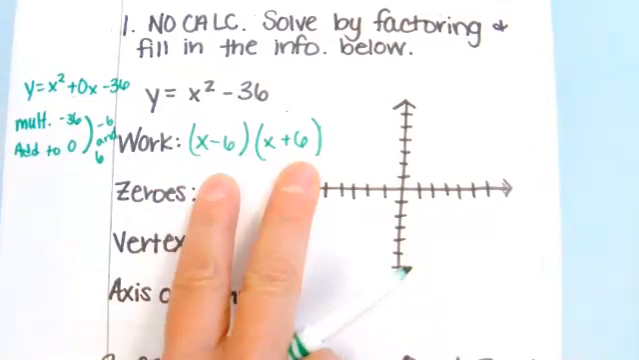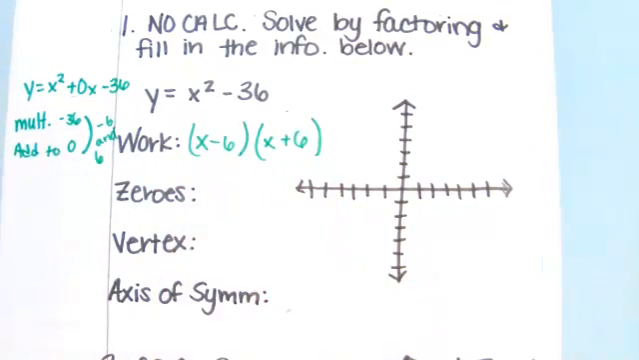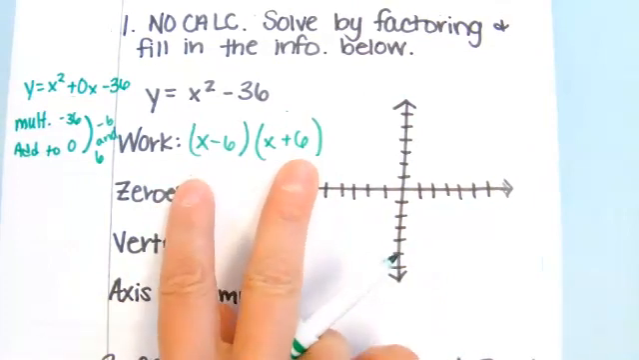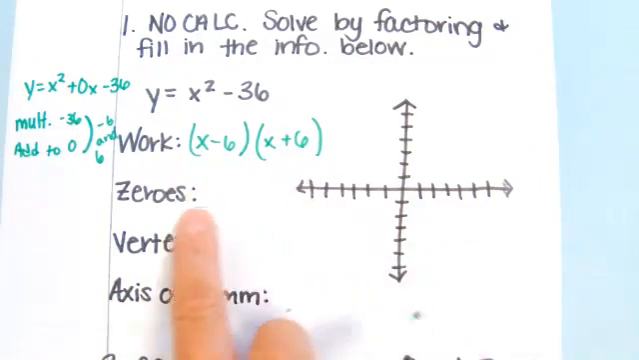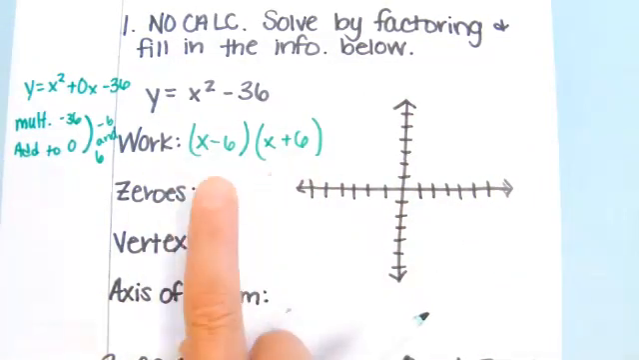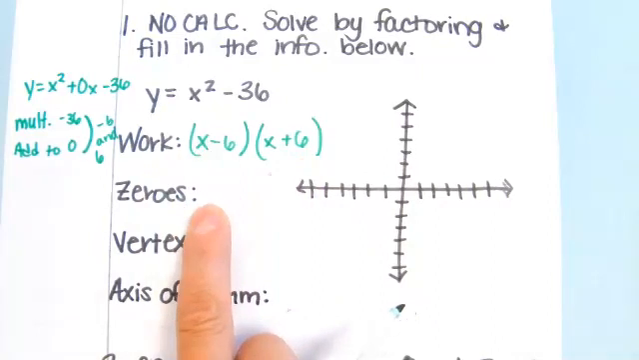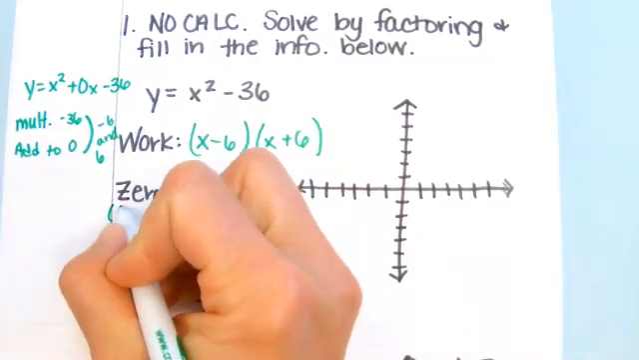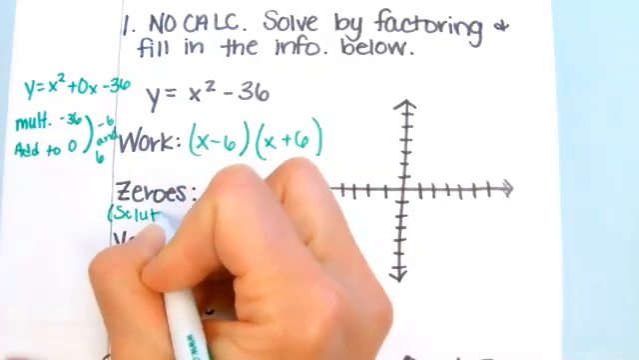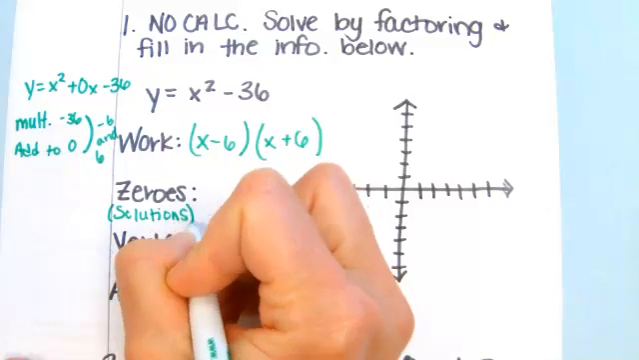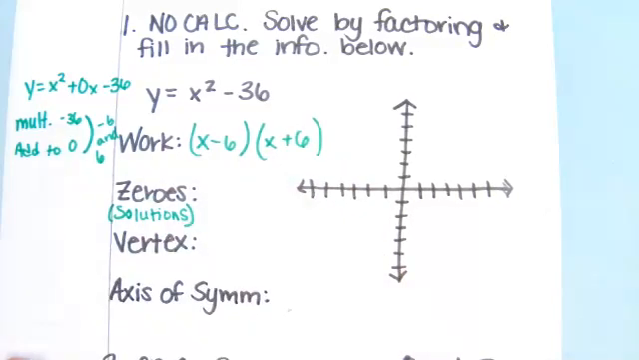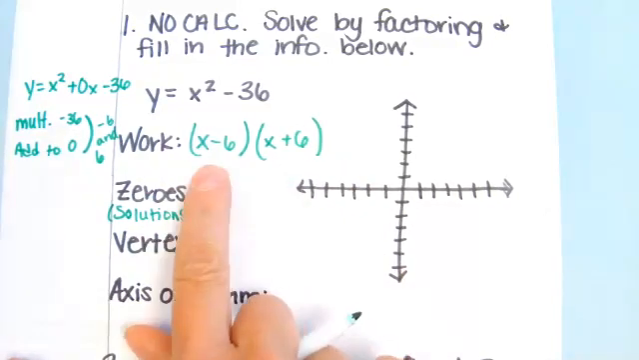We just factored it, but we didn't solve it, though. Okay, so this is the factored form. Now here's your work. So what are the zeros or the solutions? Remember, zeros are also our solutions. What are our solutions? David? 6 and negative 6, right?